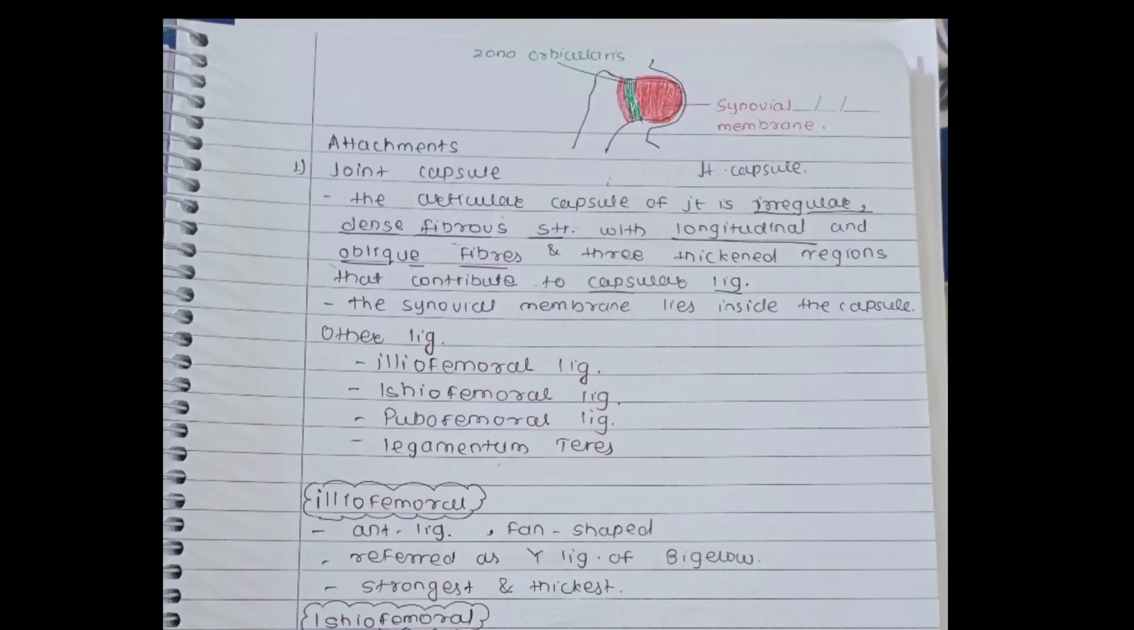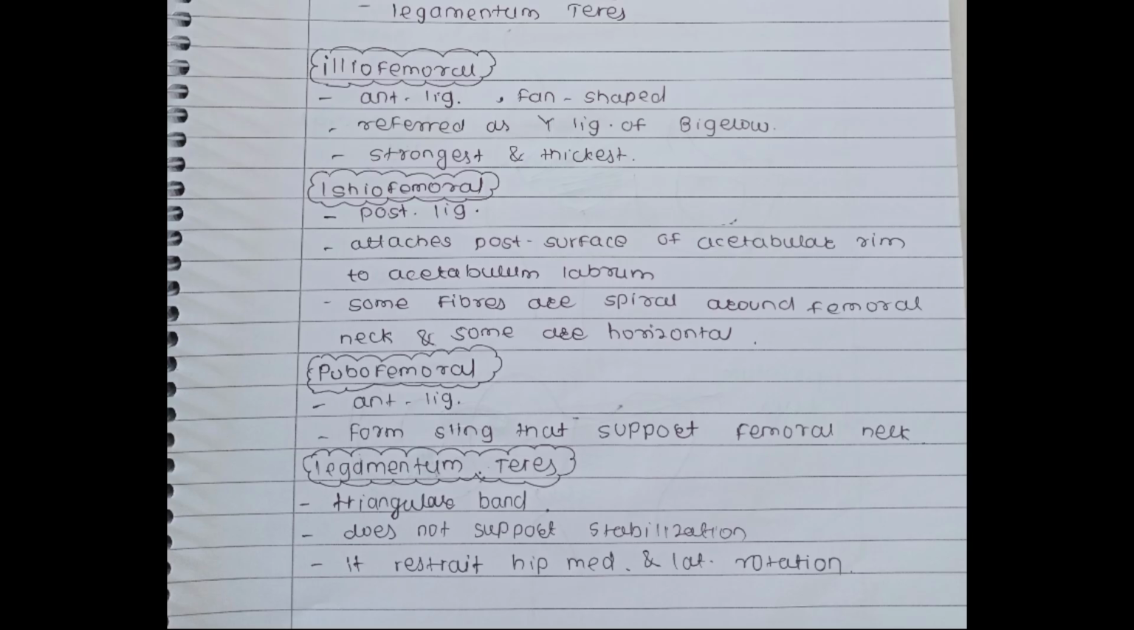Then come the attachments. So first is the joint capsule, which is the articular capsule of the joint, an irregular and dense fibrous structure with longitudinal and oblique fibers. Then there are four ligaments: iliofemoral, ischiofemoral, pubofemoral and ligamentum teres.